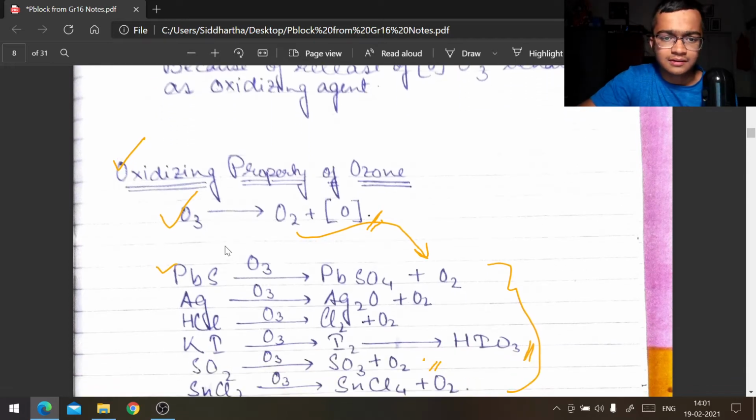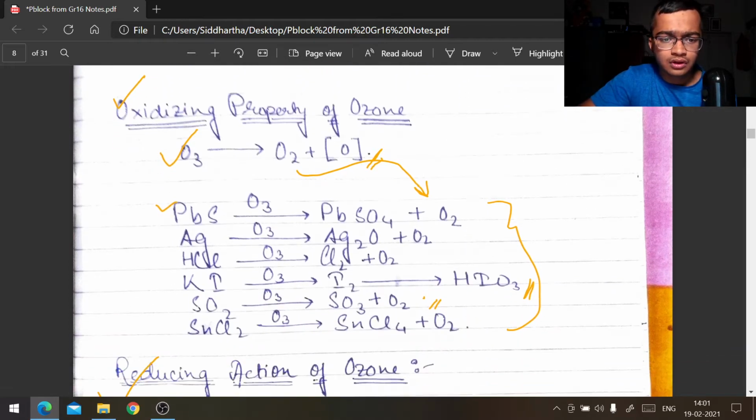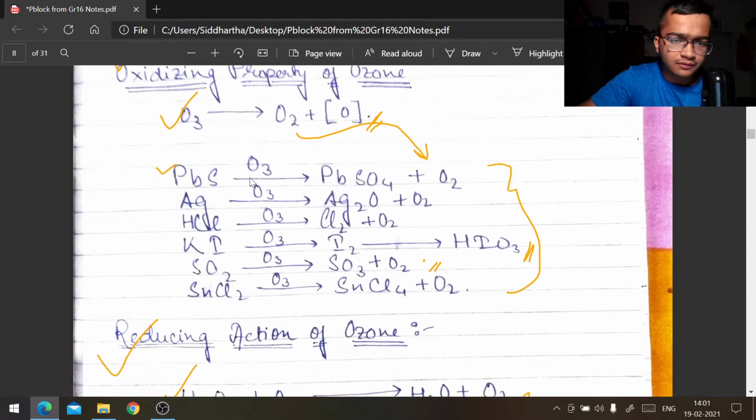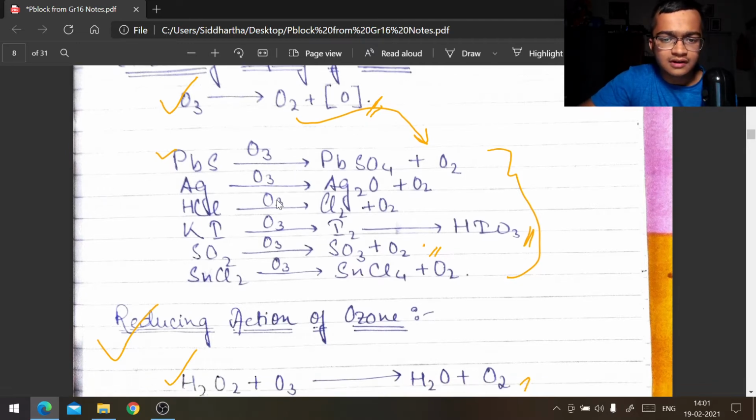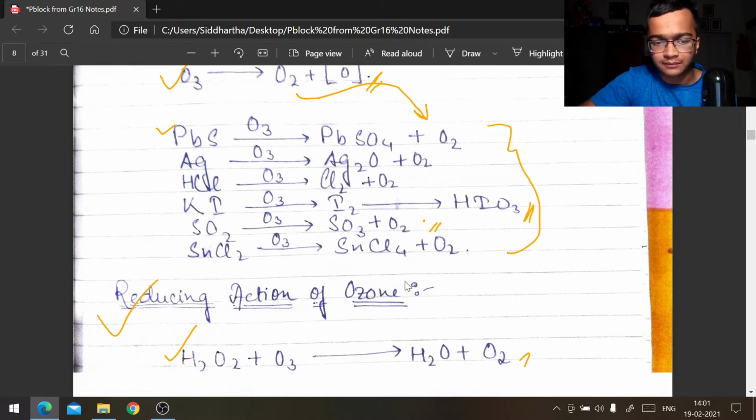Now here I am discussing the oxidizing property of ozone with a few metals and a few sulfides. It oxidizes PbS to PbSO4. Similarly, HCl to Cl2 and O2. Similarly, KI to I2 and HIO3, SO2 to SO3, and similarly in this way.